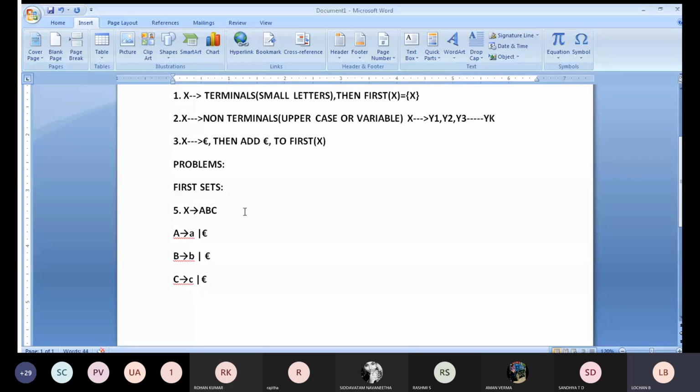The answer you are going to get is first of X. If you see A part, you will be getting a comma epsilon. Epsilon is there, so I am going to get B. If you see B in the epsilon you got, we'll move to the C production. So you're going to get C. In the C also you got epsilon, so C comma epsilon is there. This is what the solution will be. Once you completed, you just inform me. We'll move to the follow part.